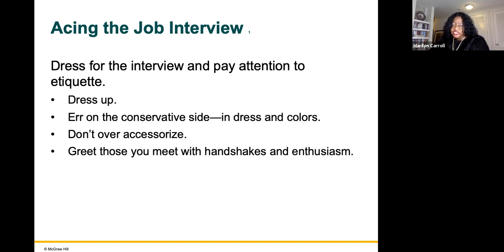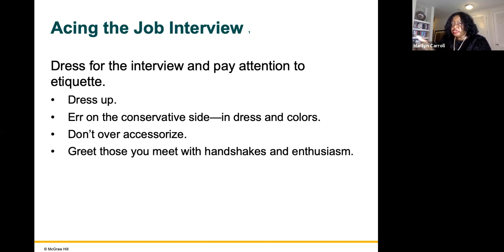So when you're acing this job interview, here's what you have to do. You dress up, err on the conservative side, and dress in colors, meaning black and blues and gray. Stick with that: black, blue, or gray. No reds, no yellows, no pinks, none of that. Don't over accessorize. You just want some pearl earrings or some small studded diamond earrings, no loops, none of that.